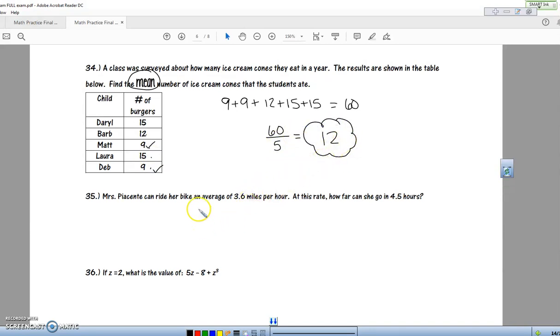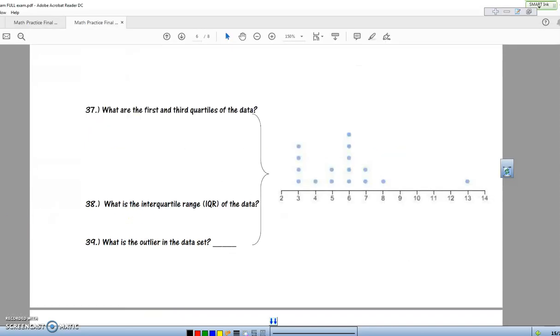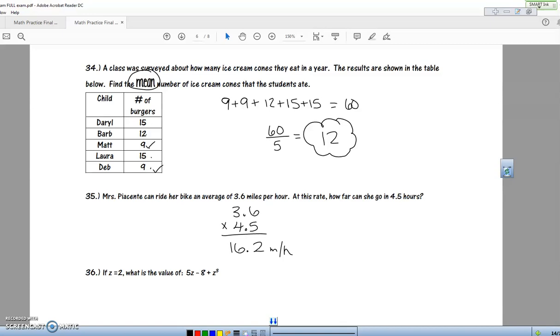Mrs. Piacenti can ride her bike at an average of 3.6 miles per hour. At this rate, how far can she go in 4.5 hours? So we're going multiple hours, so we're going to multiply. Again, this can be typed right in your calculator, and you get 16.2 miles. Okay, let's go on to 36. I'm just going to turn my page and see if 36 is on there. No. Okay, I got to do it on this page.